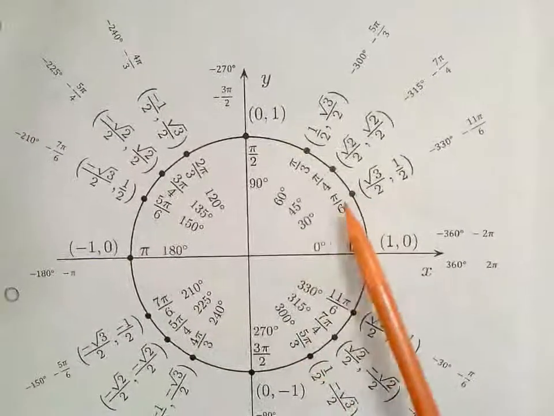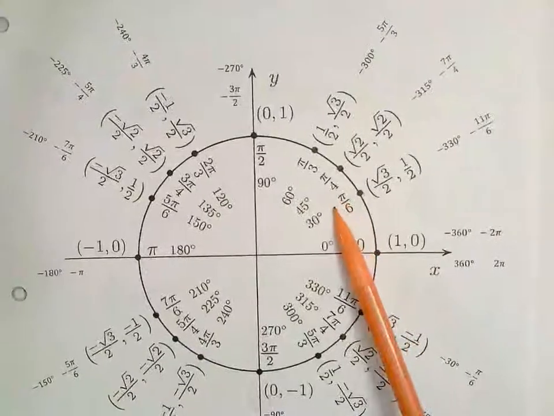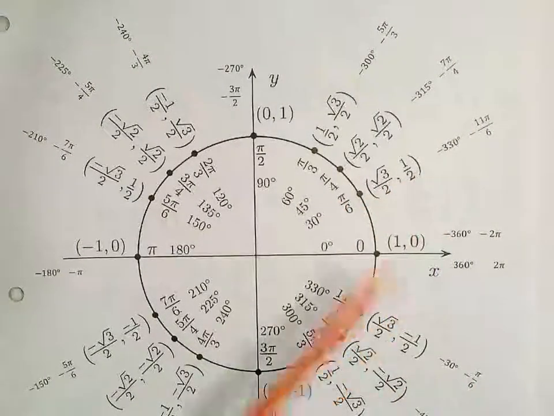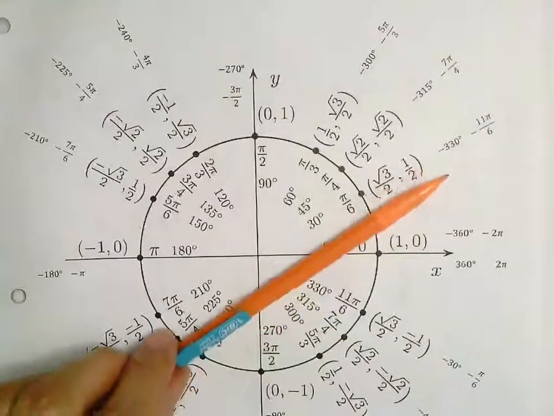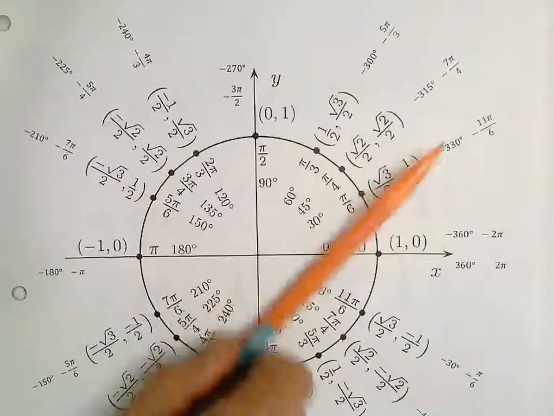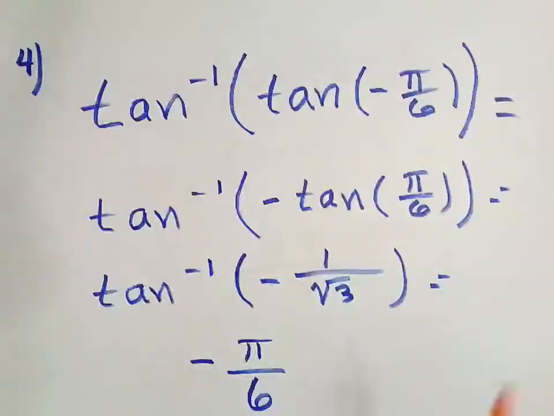Pi over 6 is in the first quadrant, so here's pi over 6. And remember that tangent is sine divided by cosine. Remember our shortcut where we covered up the denominators? Then our answer will be the numerator of the sine divided by the numerator of the cosine. So it's going to be what? 1 divided by square root of 3. But since we had a negative sign right here, this is going to be a negative 1 over square root of 3. Inverse tan of a negative 1 over square root of 3.